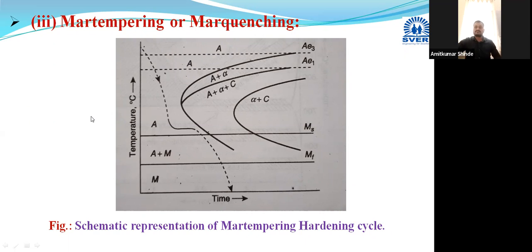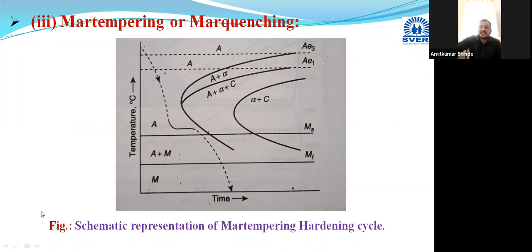Now in this Mar tempering or Mar quenching heat treatment process, from the name itself, MAR, this word indicates that at room temperature the microstructure, or product obtained, is martensite.